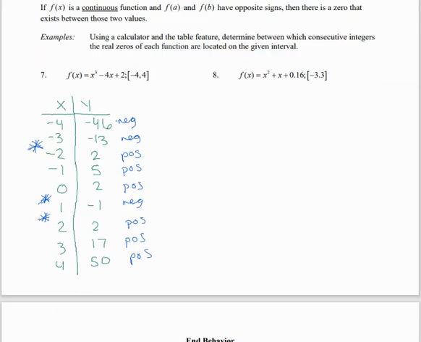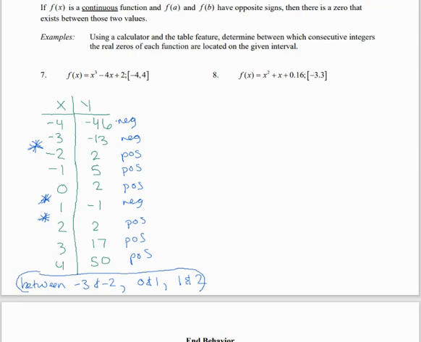So what does this mean? What this is showing me is that I'm crossing the x-axis 3 different times in this set interval. So when it says determine between which consecutive integers a real zero exists, we have 3 of them: between -3 and -2, between 0 and 1, and between 1 and 2. That is where I would anticipate the graph crossing the x-axis.